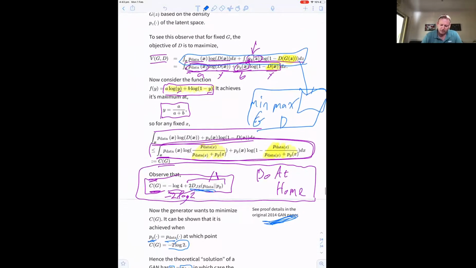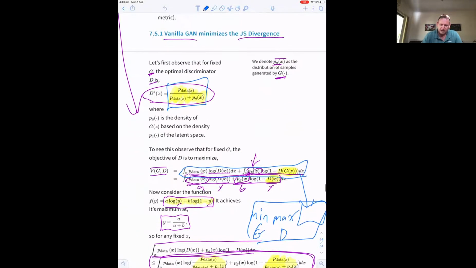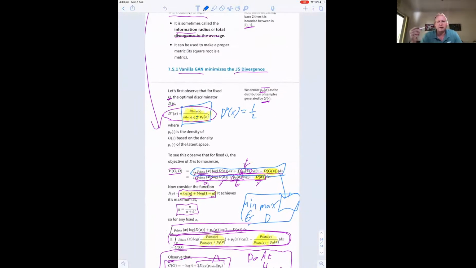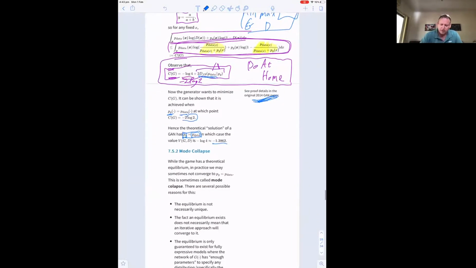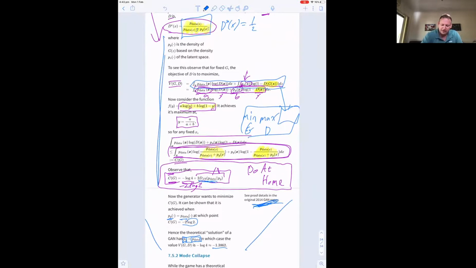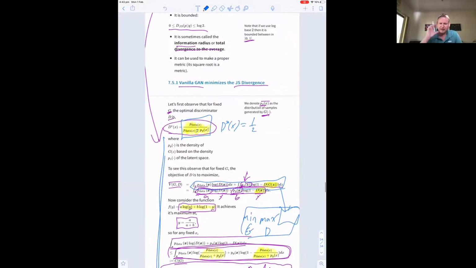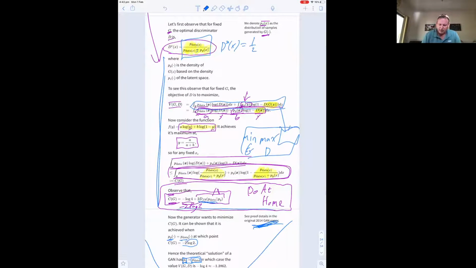You know what the generator is going to do. And you actually know that D star of X, in this case, is going to be a half because these two guys are equal. So the discriminator is going to be useless, really. There's more details of that in the GAN paper. But this specific argument here is actually not so complicated, and it's at the heart of the basic vanilla GAN. So I recommend looking at it.